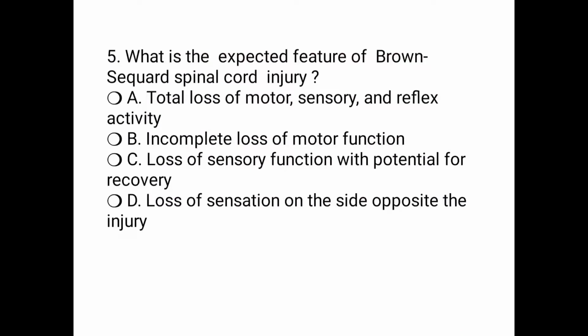fifth question. What is the expected feature of Brown-Sequard spinal cord injury? Option A, total loss of motor, sensory and reflex activity. Option B, incomplete loss of motor function. Option C, loss of sensory function with potential for recovery. Option D, loss of sensation on the opposite side of the injury. The correct answer is option D, loss of sensation on the side opposite to the injury.